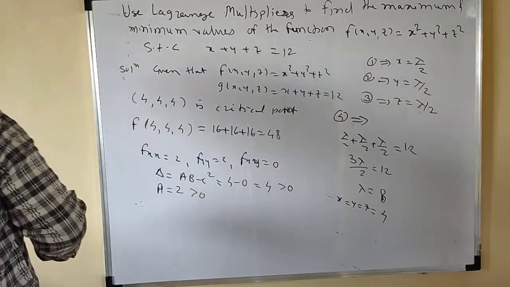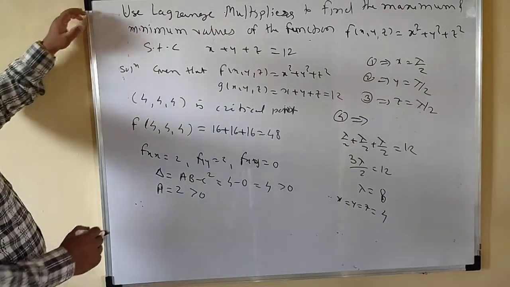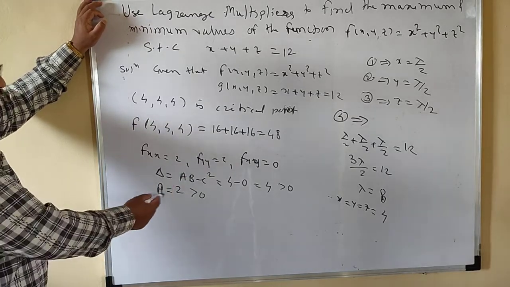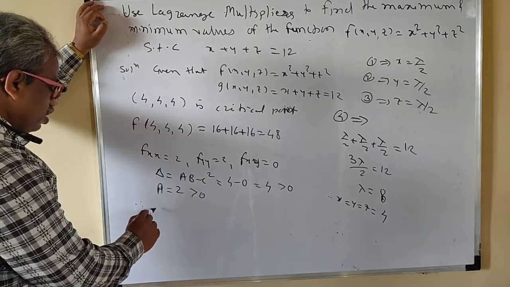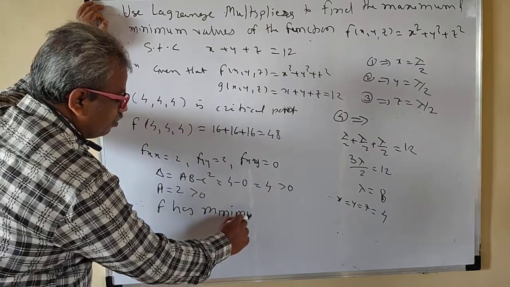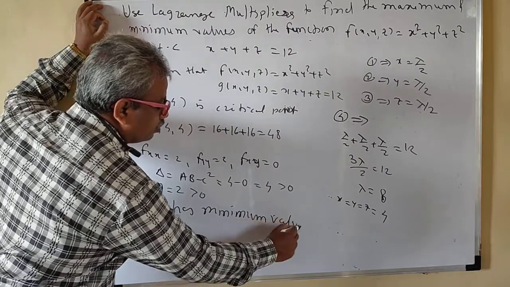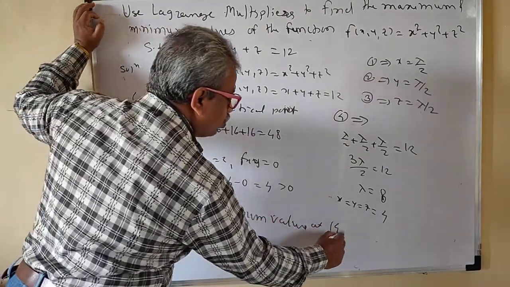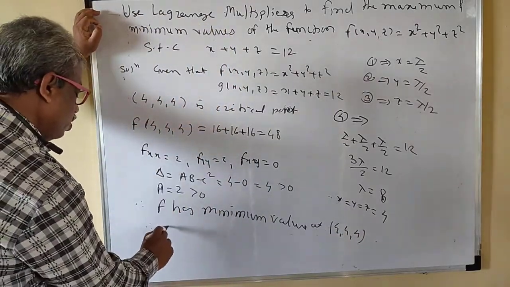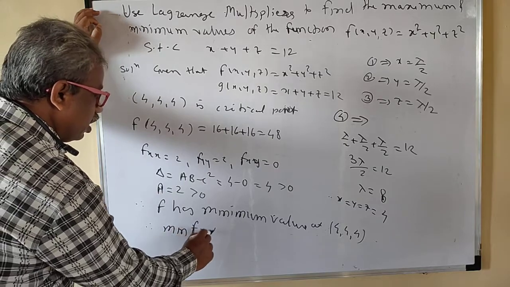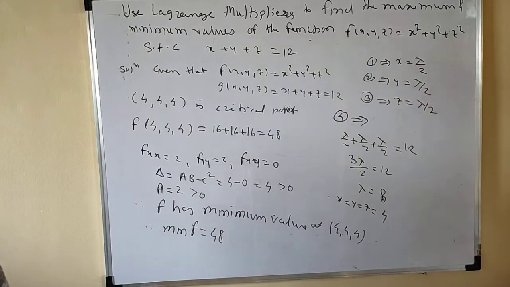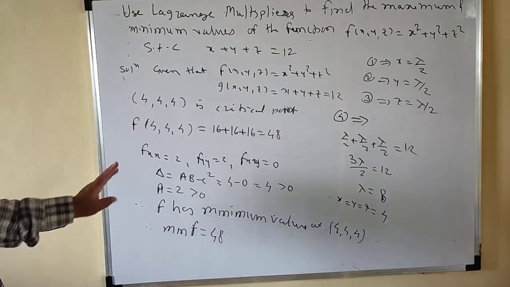So therefore, at 4, 4, 4, this condition there, your delta is greater than 0 and your A is positive. That means what? f has minimum value at 4, 4, 4. And so this is the minimum value. Therefore, minimum value of f is 48. So I have proved that this is the minimum value.